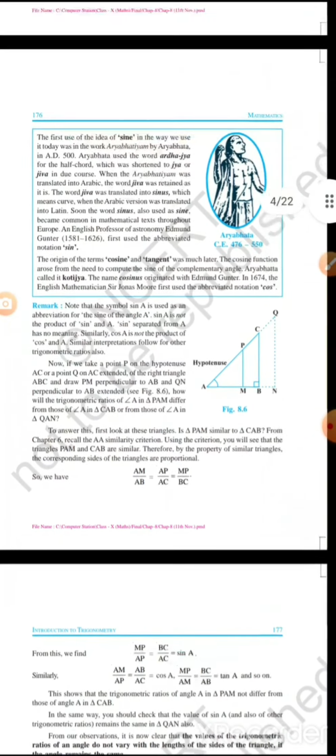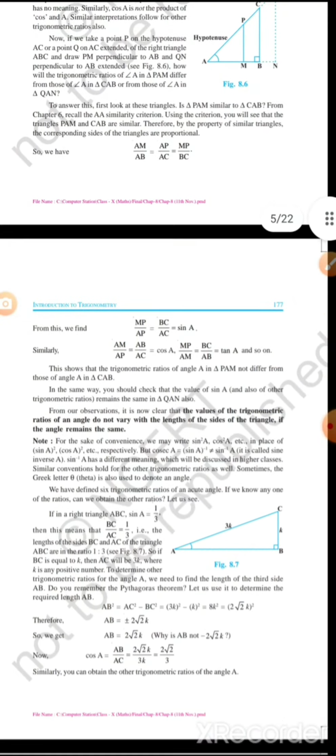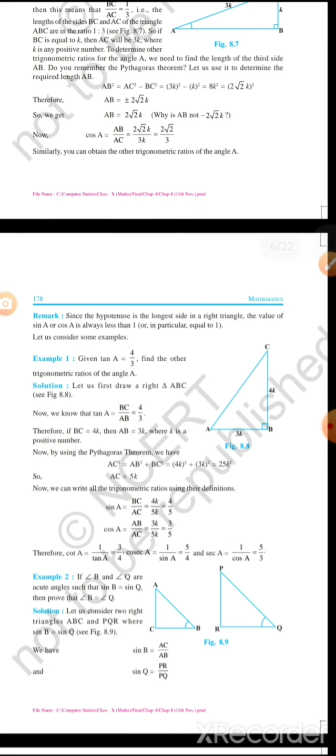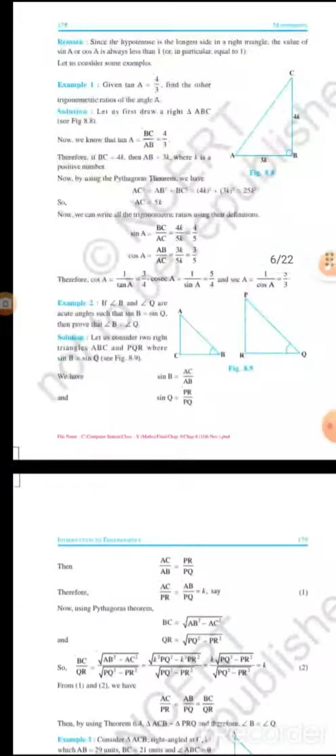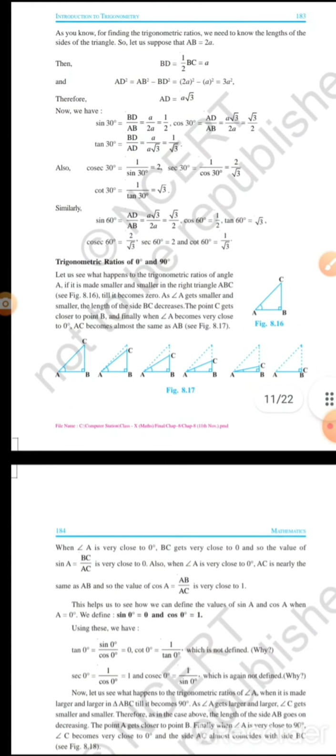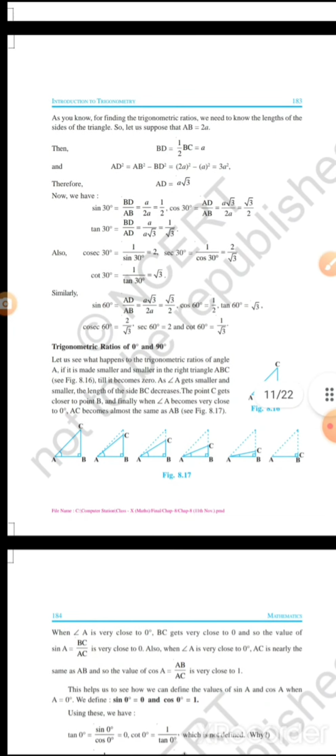In the last lecture, we had studied various trigonometric ratios, and we'll be going further in this lecture. Currently, we are doing chapter number 8, class 10, that is trigonometric functions, introduction to trigonometry. We are done till page number 183, till trigonometric ratios of 0 and 90 degree.